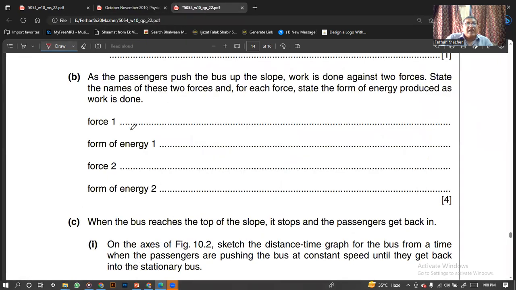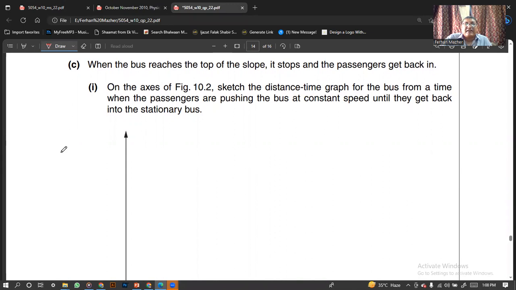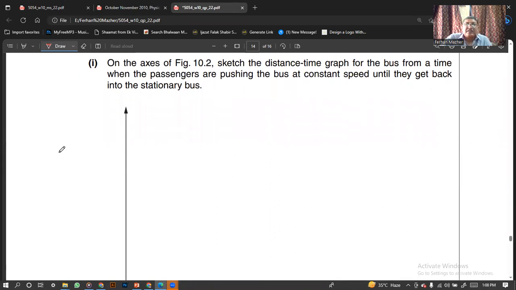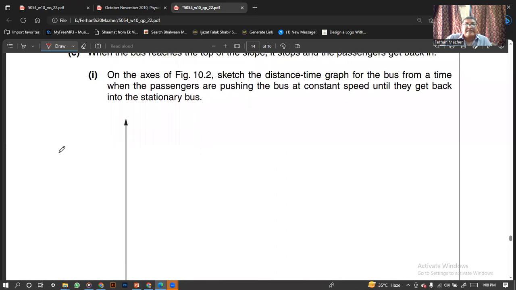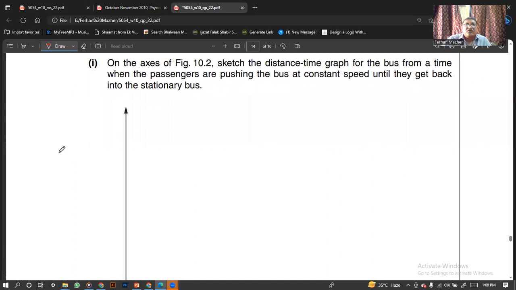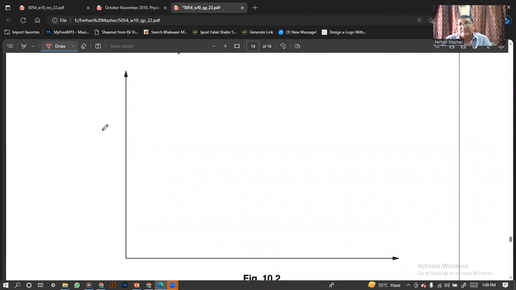Okay, now we are going to the next part, question number 10C part. When the bus reaches the top of the slope, it stops and the passengers get back in. On the axis of figure 10.2, sketch the distance time graph for the bus from a time when the passengers are pushing the bus at constant speed until they get back into the stationary bus. So here we have to draw a distance time graph. Because the speed is constant, and at the end the bus becomes stationary.